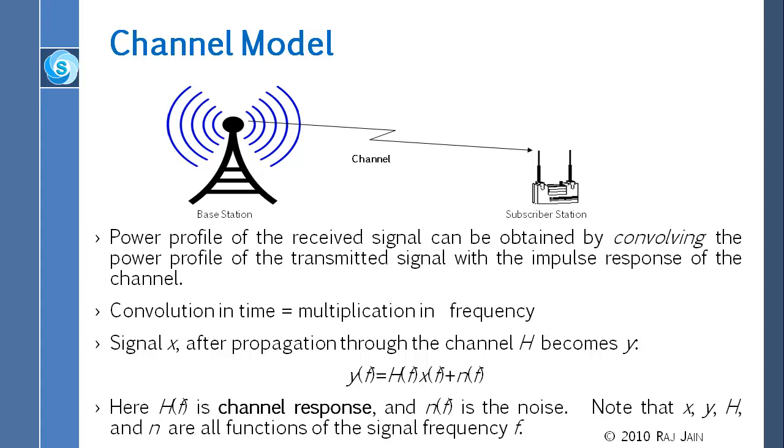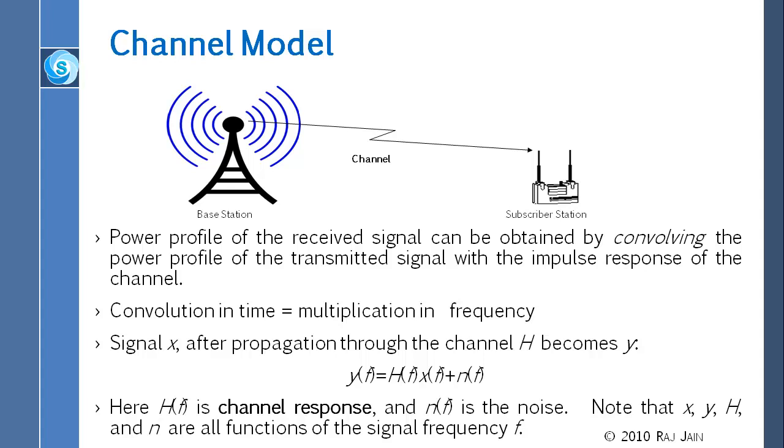Okay? So this is multiplication here, and therefore it is a convolution in time. And so the model is generally expressed in the frequency domain. From now on, we will be talking in both domains back and forth, but when we talk about channel models, we are talking about the frequency domain. So H(f) is the channel response, N(f) is the noise, and X, Y, H, and N are all functions of the signal frequency.